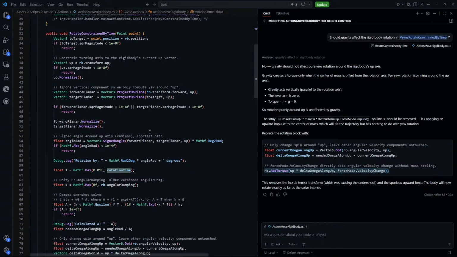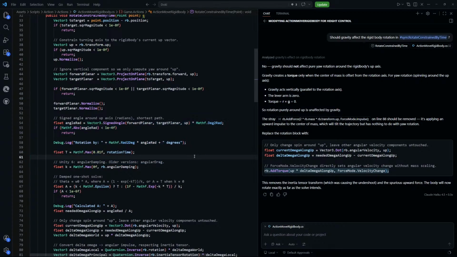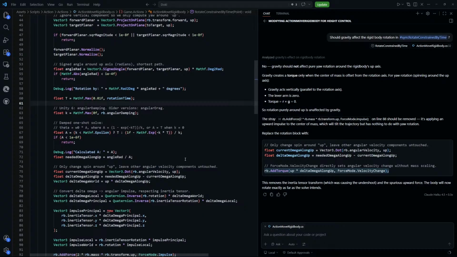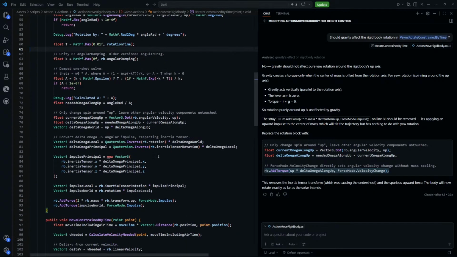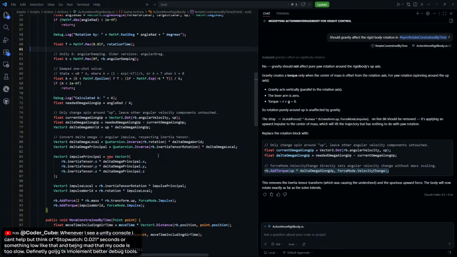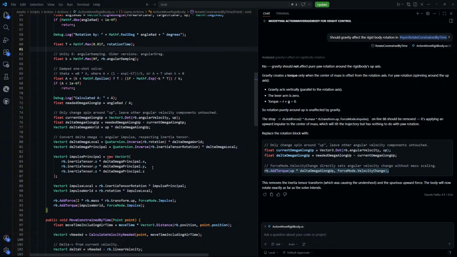Rotation time still not working. Debug log is the best debugging tool, hands down.